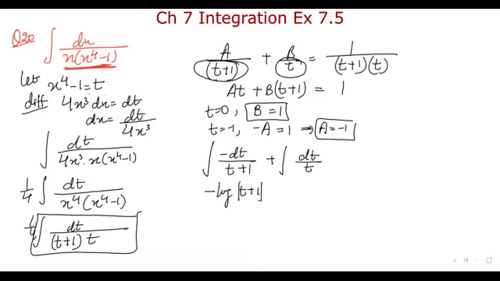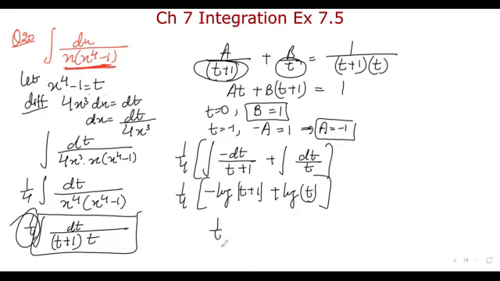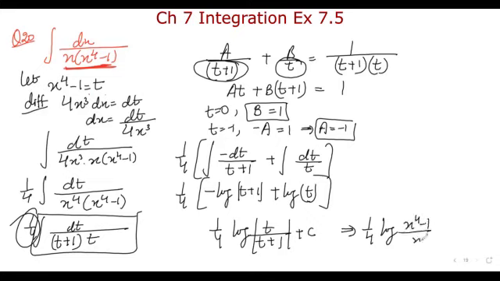We should not forget the 1/4. This was outside here. It was here, right? -1/4 plus log of t. Log a minus log b we can write as log a upon b. Replace t with x power 4 minus 1. So 1/4 log of x power 4 minus 1 upon x power 4 plus c.